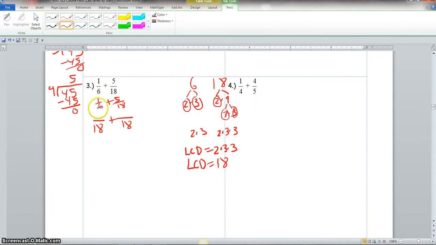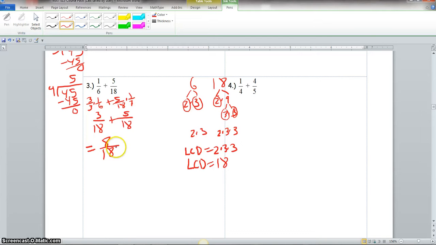Okay, so now we'll say 18 divided by 6 is 3. So we'll multiply this numerator and denominator by 3. 3 times 1 is 3. 3 times 6 is 18. Now we say 18 divided by 18 is 1. So we'll multiply this numerator and denominator by 1. So 18 times 1 is 18, and 5 times 1 is 5. So now we add them. We have 3 18ths plus 5 18ths, which will give us 8 over 18.